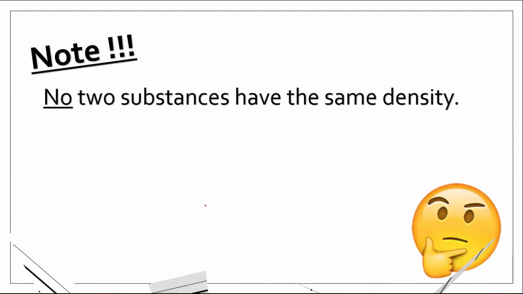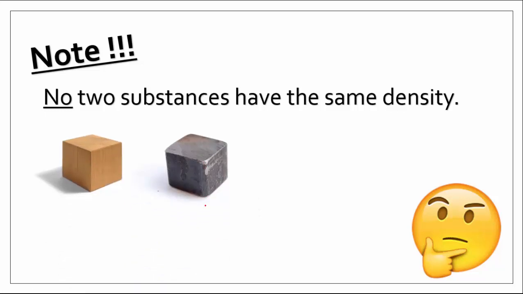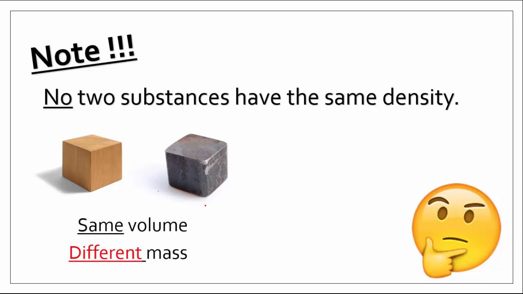I have an important note here. This is what I told you before, but I will repeat it again. No two substances have the same density. No, never. Here in these two cubes, they have the same volume. The iron and the wood take the same space, they have the same volume, but they don't have the same mass.